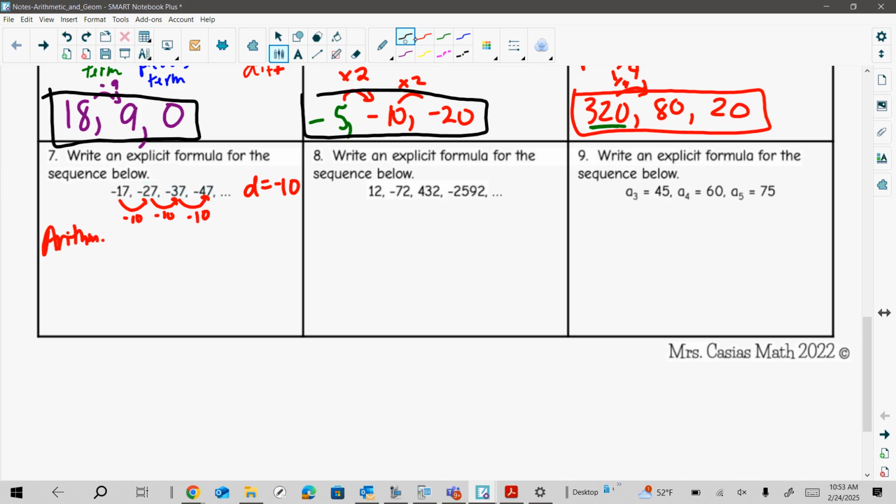Okay, so here's the formula for an arithmetic sequence, an explicit formula. It is a sub n equals a sub 1 plus n minus 1 times d.